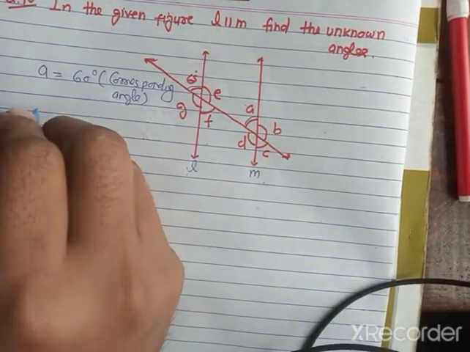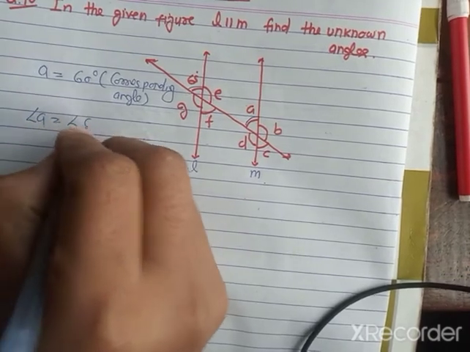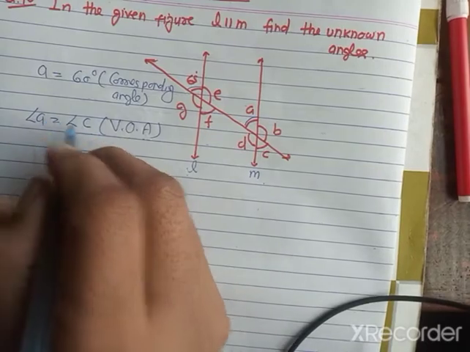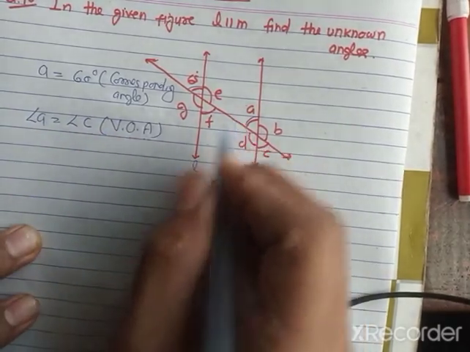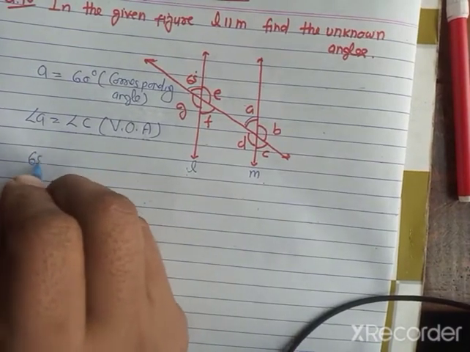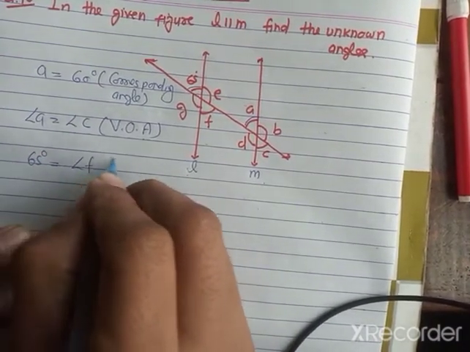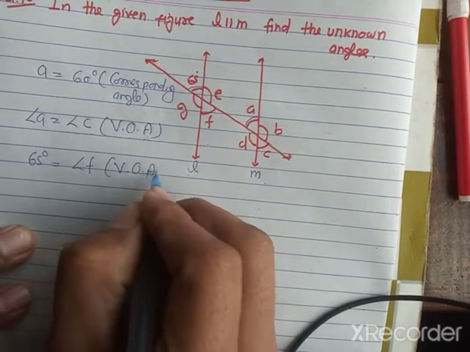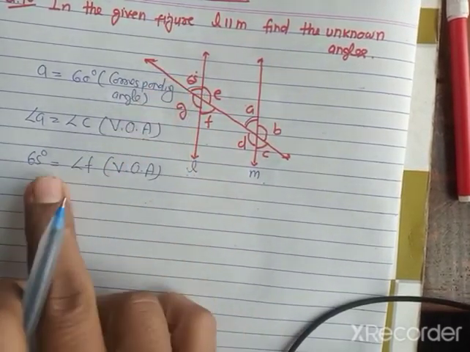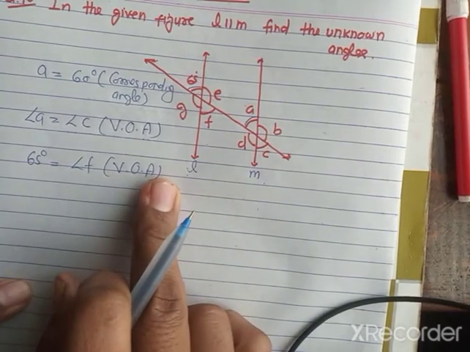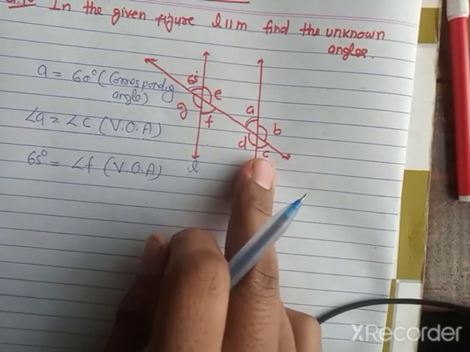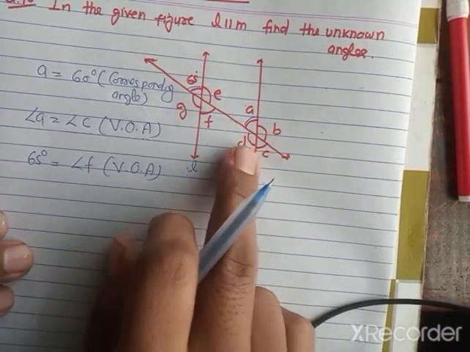Then angle A is equal to angle C by vertically opposite angles. Similarly, 65 degrees is equal to angle F by vertically opposite angles. So angle F is equal to 65 degrees. So angles A and C are found. Now angle D and angle B.